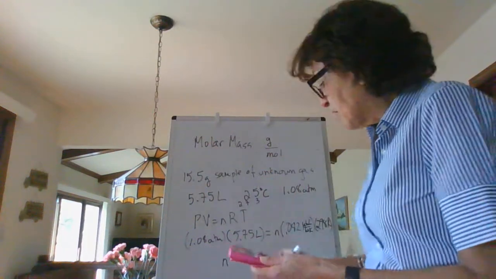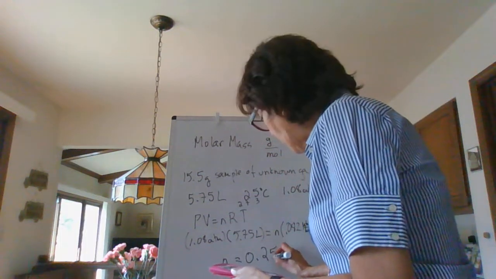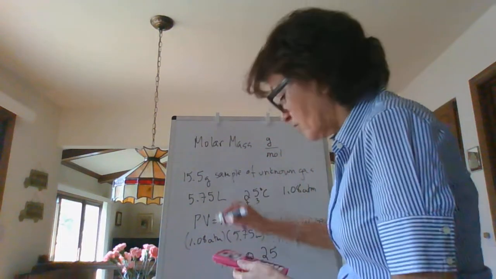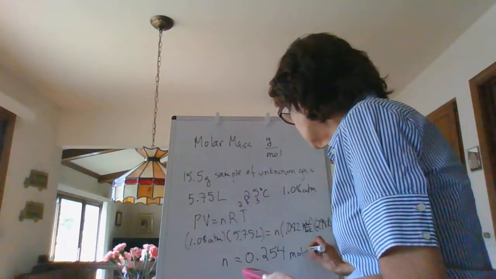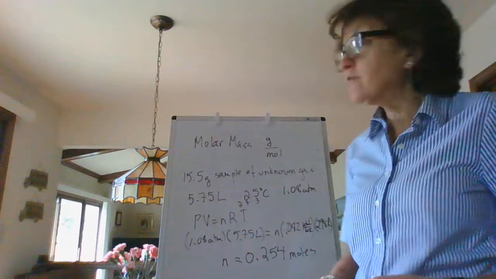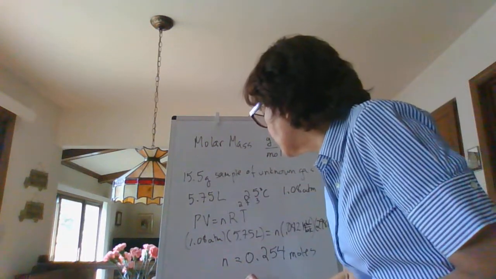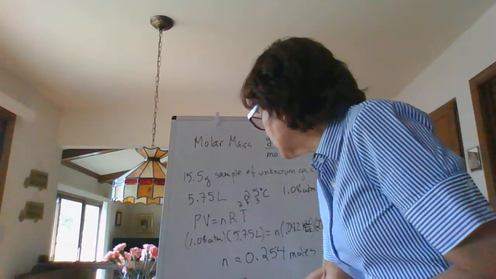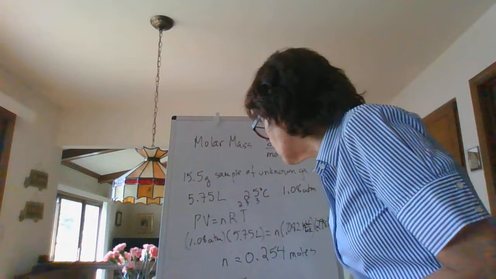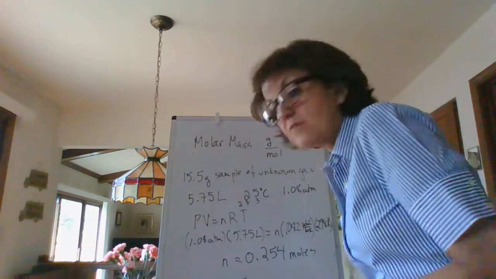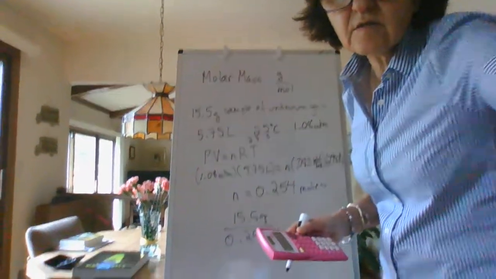Anytime I have anything in the denominator, I just press the divide button. All right, so your N is 0.254, how many sig figs do we have? 3, 0.254 moles. Okay, this is how many moles I have. So what I'm going to do is I'm going to take my grams, which is 15.5 grams, and divide it by my 0.254 moles. Okay, that's how you get molar mass.